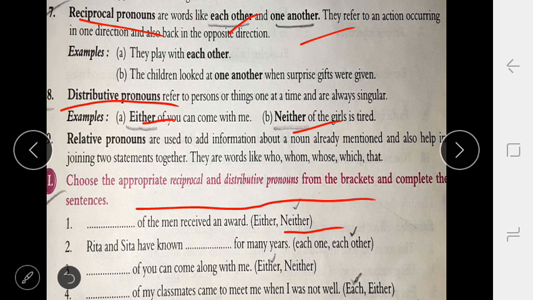Rita and Sita have known dash many years. Not each one. Each one means pratyek, and each other means ek dusre ko. The answer will be Rita and Sita have known each other. Dash of you can come along with me. It is not in the negative meaning, so we will put there either. Either of you can come along with me. In the fourth sentence, dash of my classmates came to meet me when I was not well. Each of the, pratyek. The answer will be each.